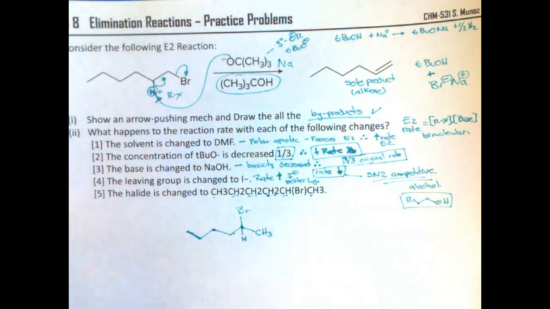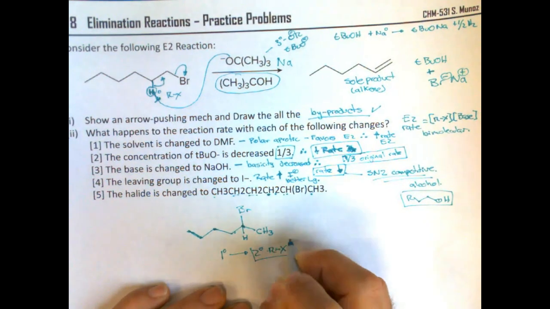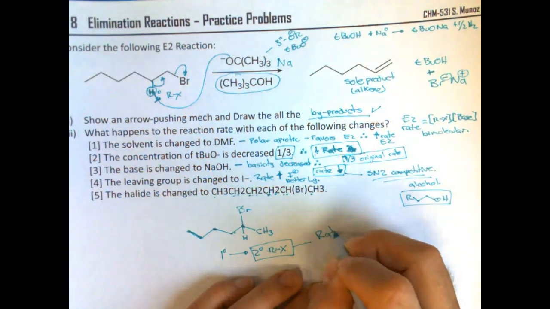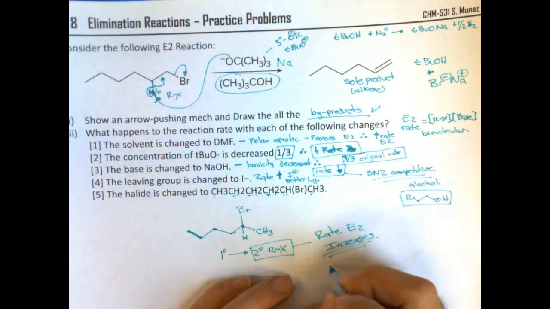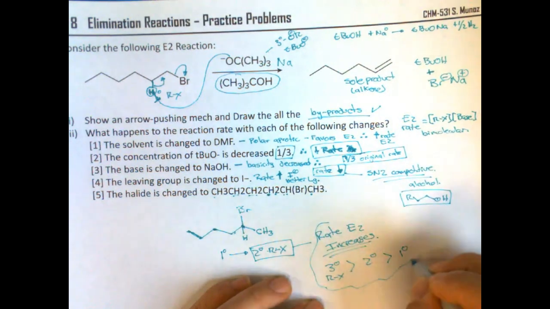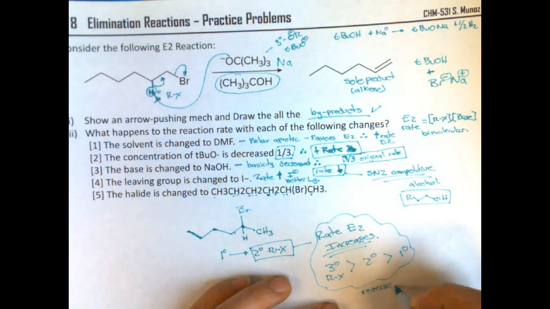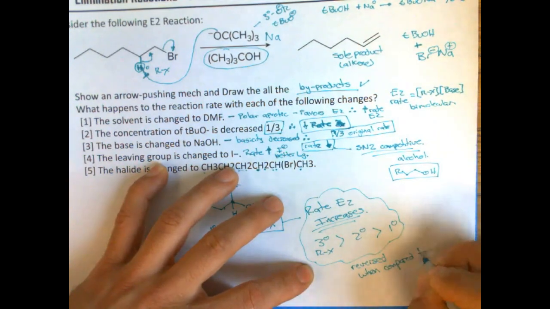Now, if that is changed from a primary to a secondary, this is now a secondary alkyl halide. If you recall, the rate for E2 increases with the degree of substitution, because we know that a tertiary alkyl halide reacts faster than secondary than primary. This is for E2. This is exactly the opposite, reversed when compared to an SN2 reaction.